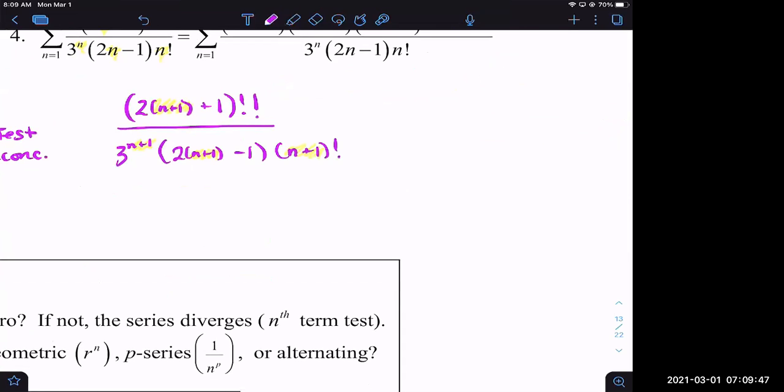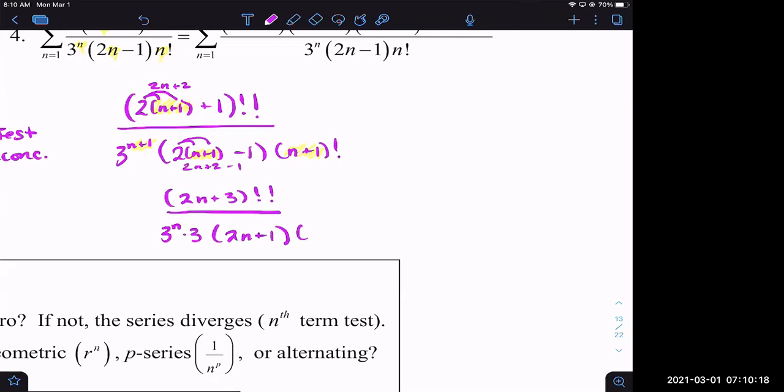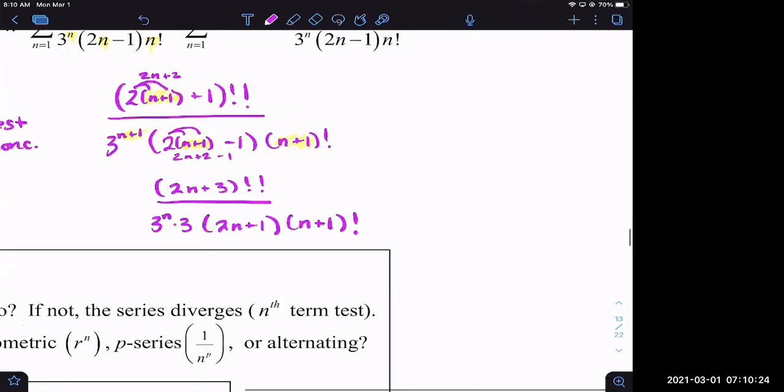Okay, I am going to multiply by the reciprocal of the original, but I'm going to simplify this a little first. If I distribute this 2, this is really 2n plus 2, and then I have to add 1. So the numerator, I get 2n plus 3 double factorial. In the denominator, I'm going to write that 3 to the n plus 1 is 3 to the n times 3. Here I could distribute that 2. That'd be a 2n plus 2, but then I'm minusing 1, so I'd have a 2n plus 1, and then n plus 1 factorial. So there's my n plus 1 term simplified.